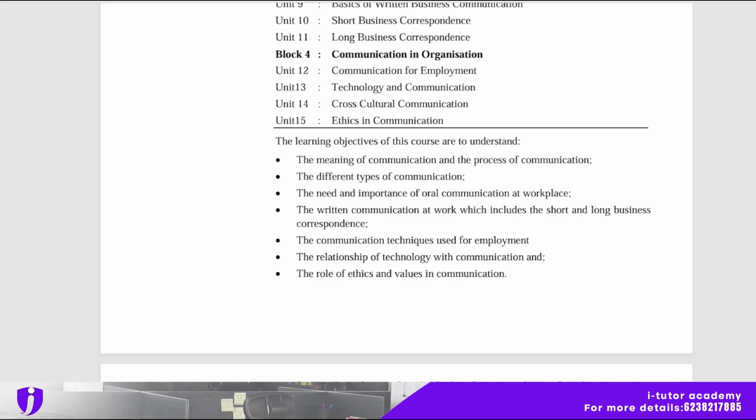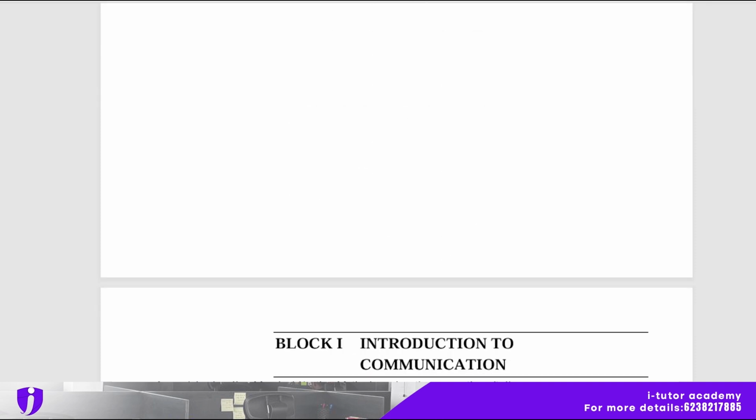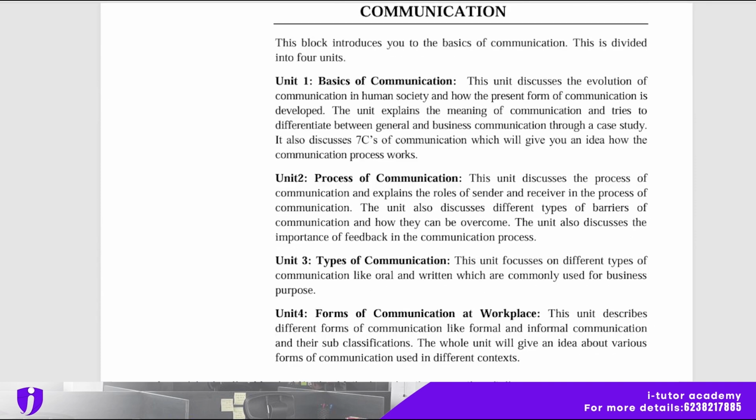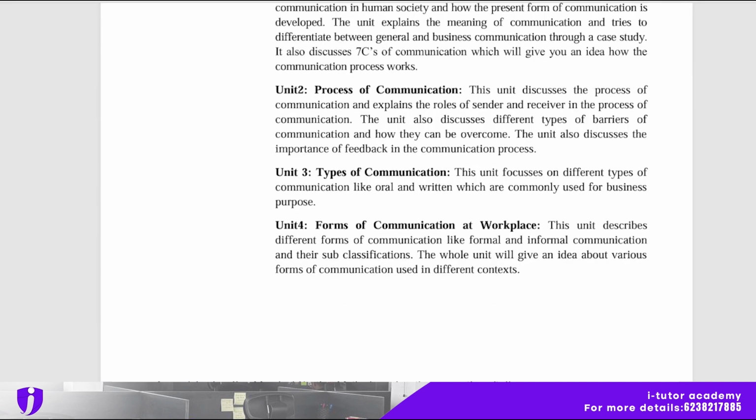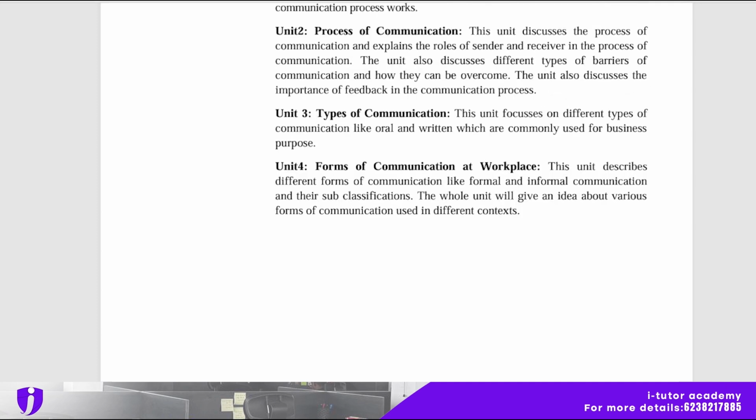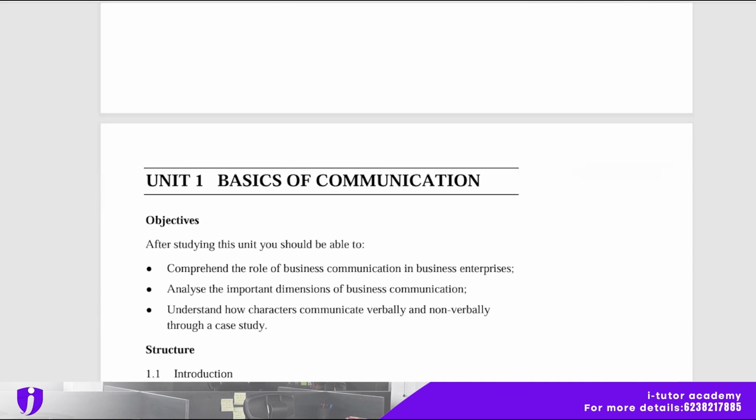The objectives of this course are to understand the meaning of communication and the process of communication, the different types of communication, the need and importance of oral communication at the workplace, the written communication at work, which includes short and long business correspondence, the communication techniques used for employment, the relationship of technology with communication, and the role of ethics and values in communication. So let's start block 1, introduction to communication, and there are 4 units. Unit 1 is basics of communication, unit 2 is process of communication, unit 3 is types of communication, and unit 4 is forms of communication at workplace. Okay, so unit 1 is basics of communication.